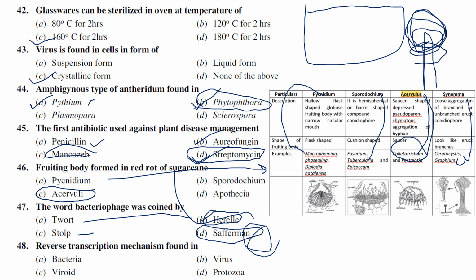Next one is, the reverse transcription mechanism is found in bacteria, virus, viroid, protozoa. Generally, reverse transcription is terminology related to virus. Only virus can reverse transcribe. So the reverse transcription mechanism can be observed in virus.